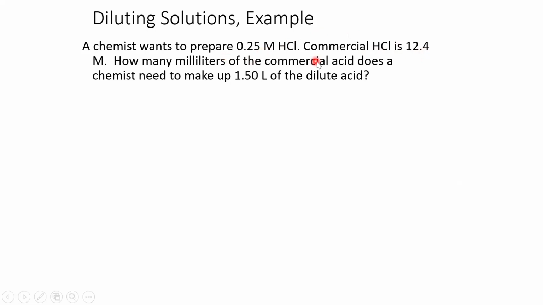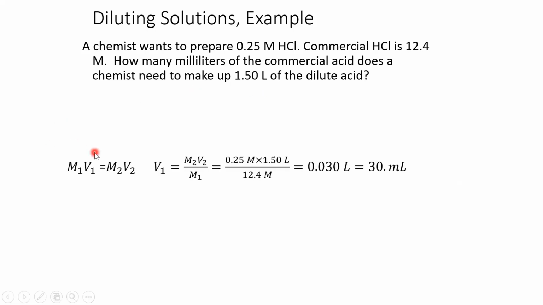How many milliliters of this 12.4 molar hydrochloric acid would we need to make 1.50 liters of 0.25 molar? It's a dilution problem. Think about what the equation is that goes along with dilution problems. Out of the 4 variables, you know 3. You're trying to calculate V1 in this particular question. Whenever we're looking at a dilution problem, it's M1V1 equals M2V2. In this case, we want to find out the volume of the concentrated solution, so we're trying to find V1.